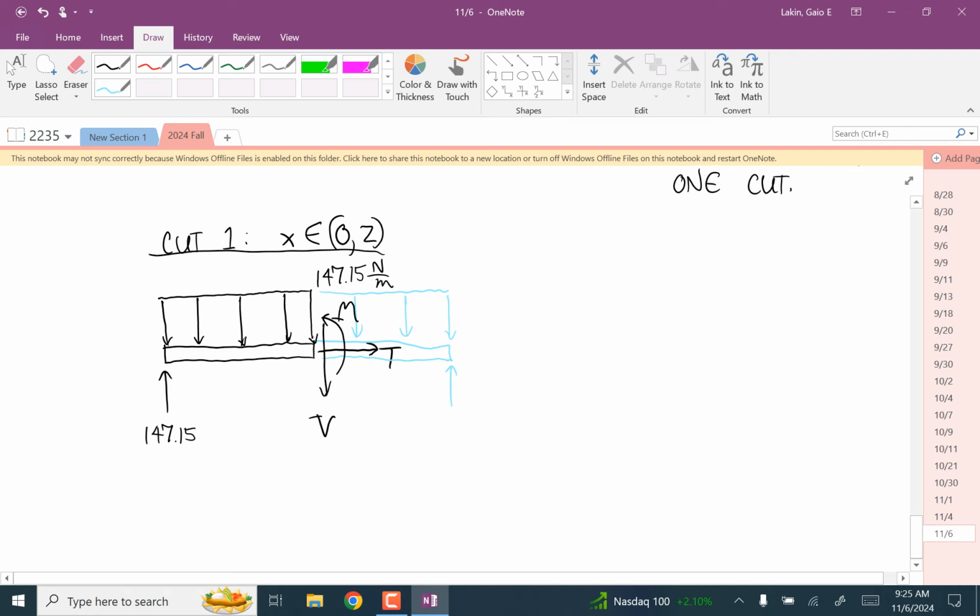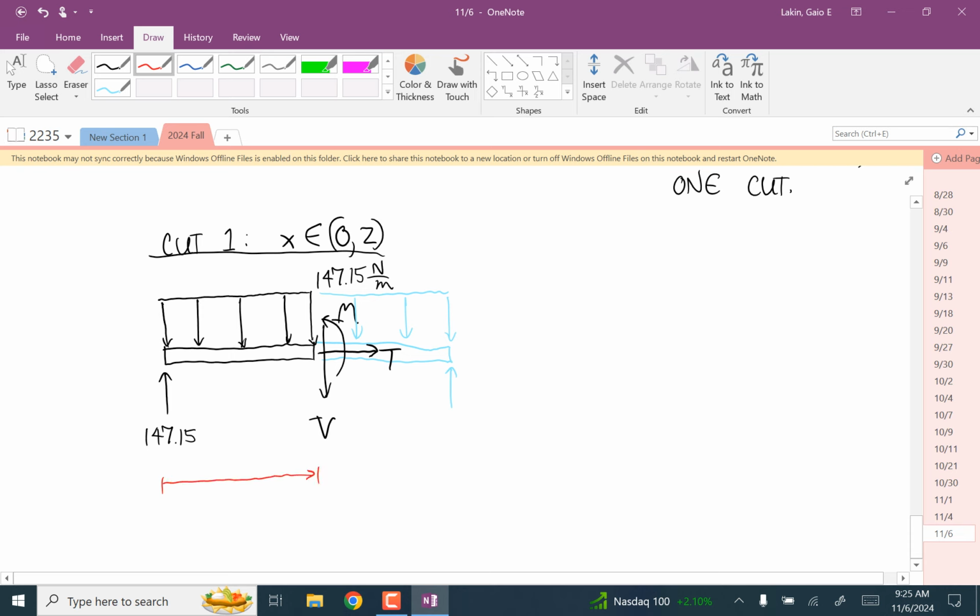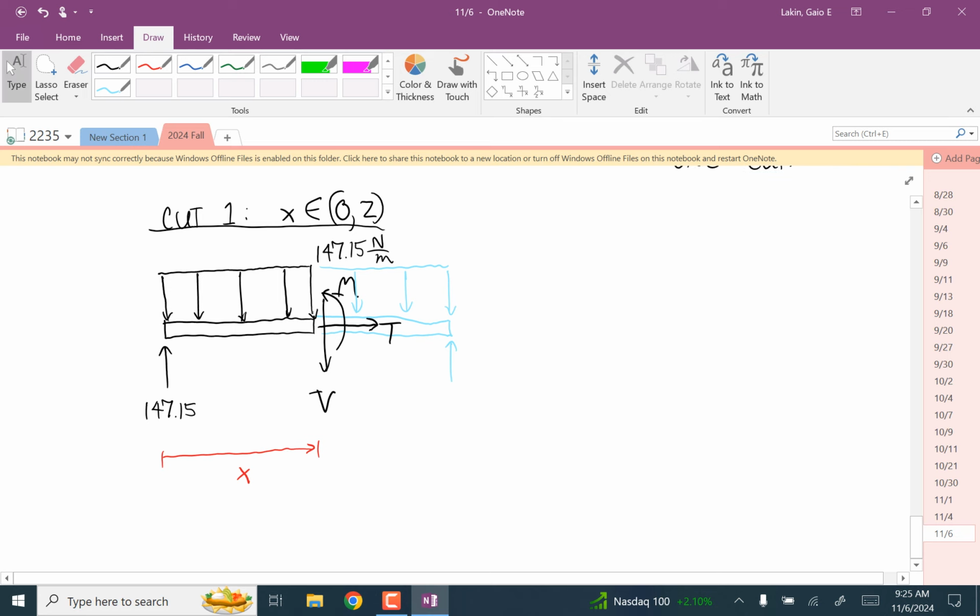Okay. And this length here, what's this distance? Remember that this is x. Your cuts always go from all the way at the left endpoint, over here, all the way to some x value, and that x value has to fall within this range. Okay, so this is sort of like a general thing.